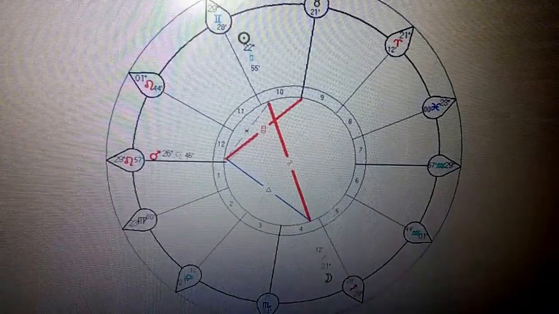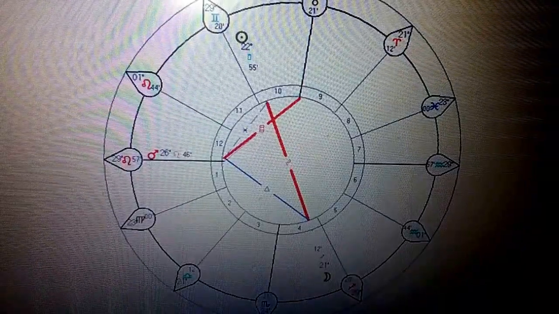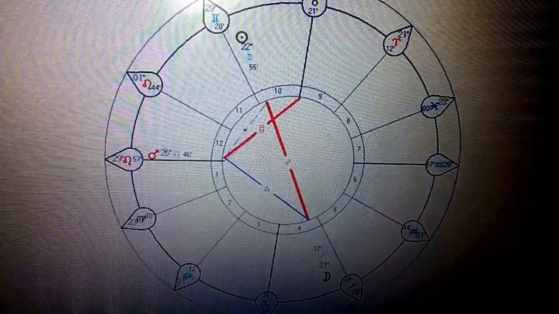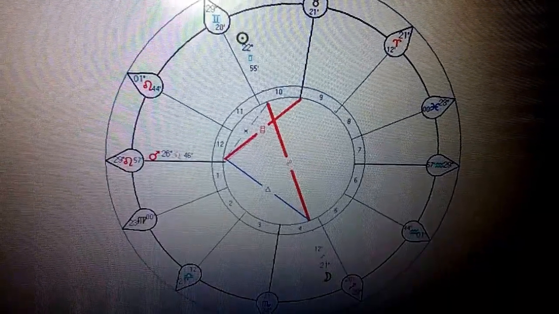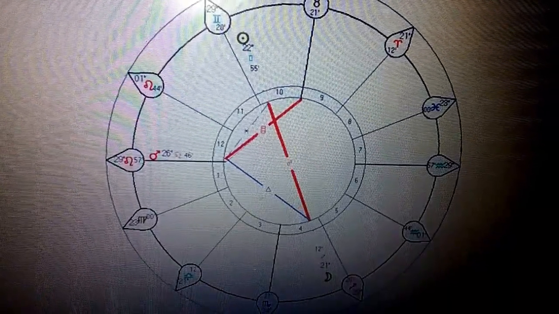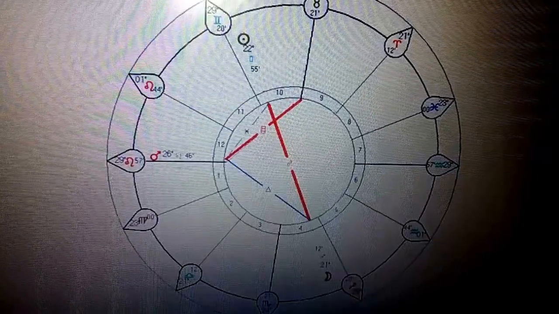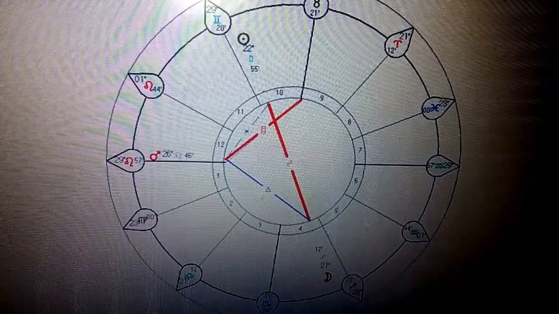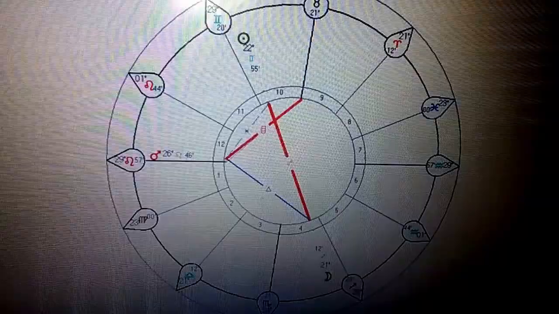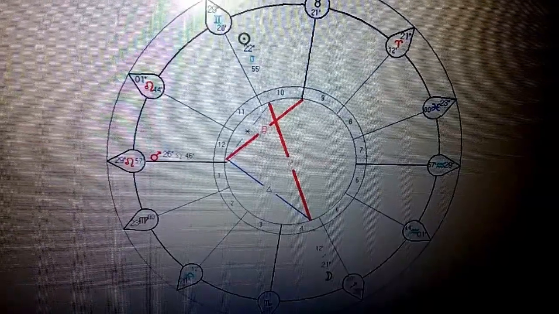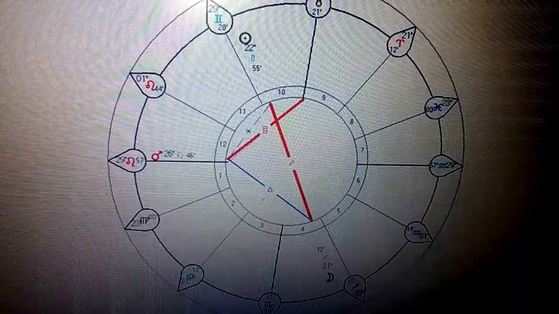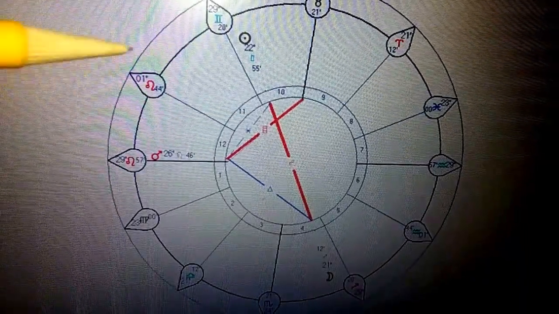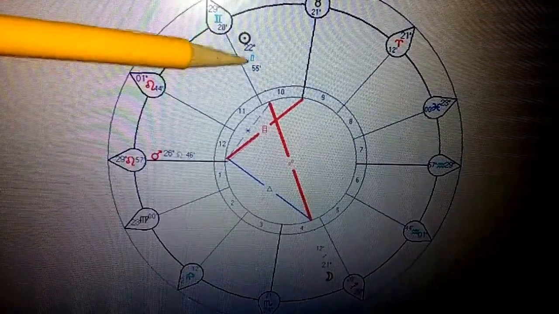Just as there is no such thing as a boring person, there is no such thing as a boring chart. It contains the path of your soul through this life. It is a blueprint of your soul. So let's look at the three main indicators of the Donald's chart. We have the Sun in Gemini.